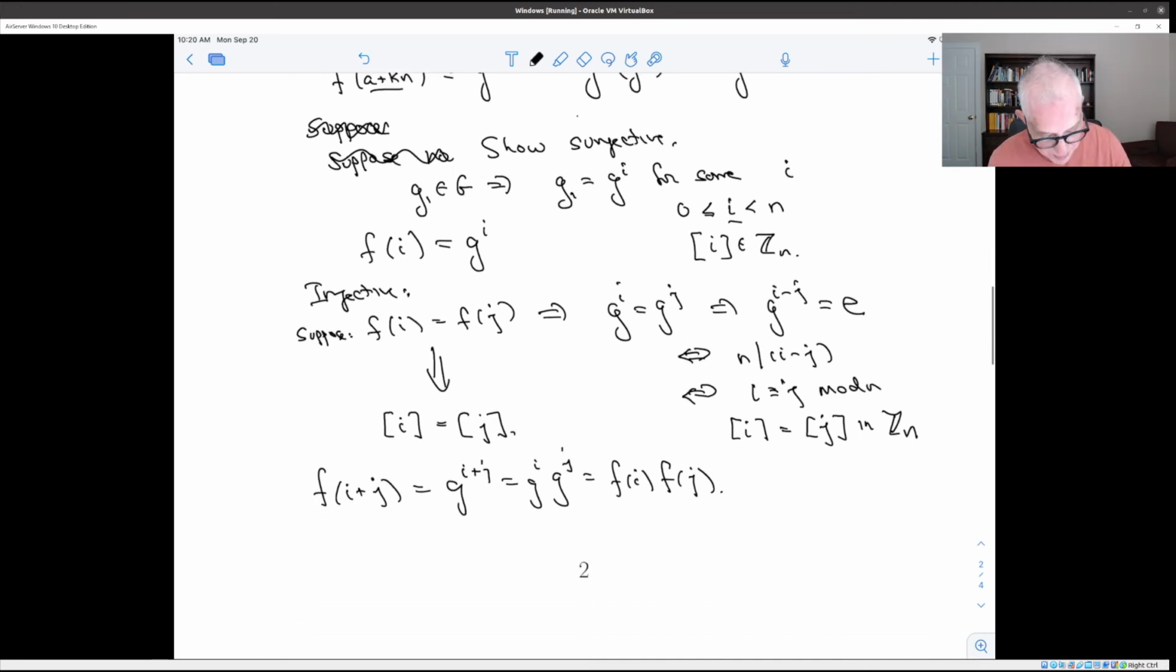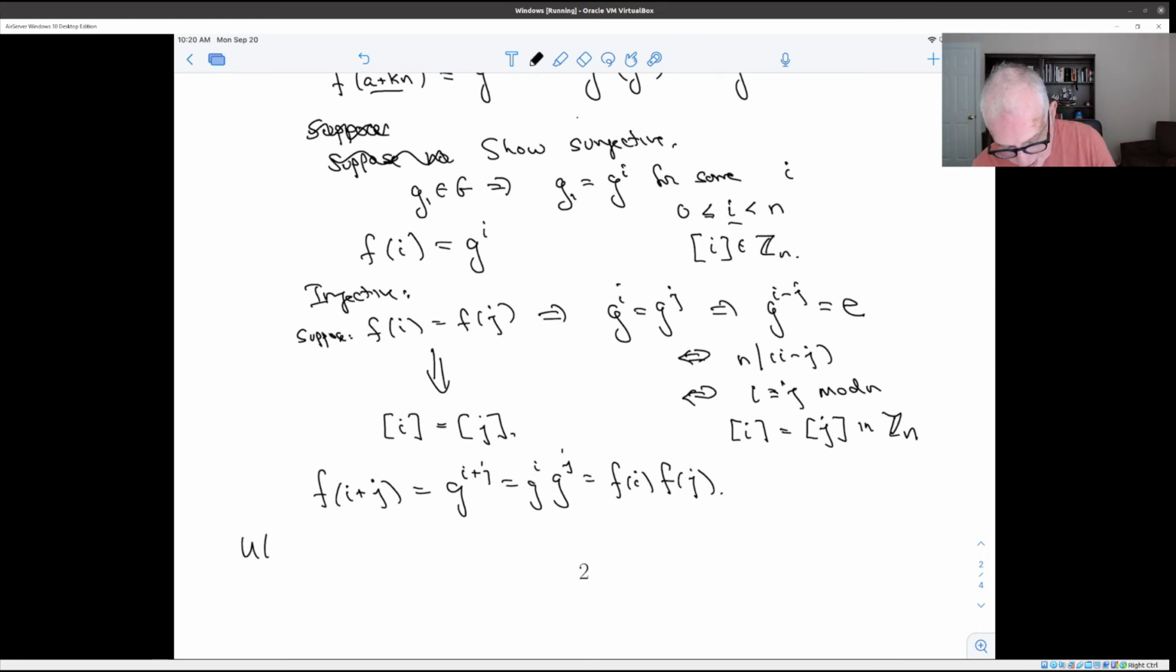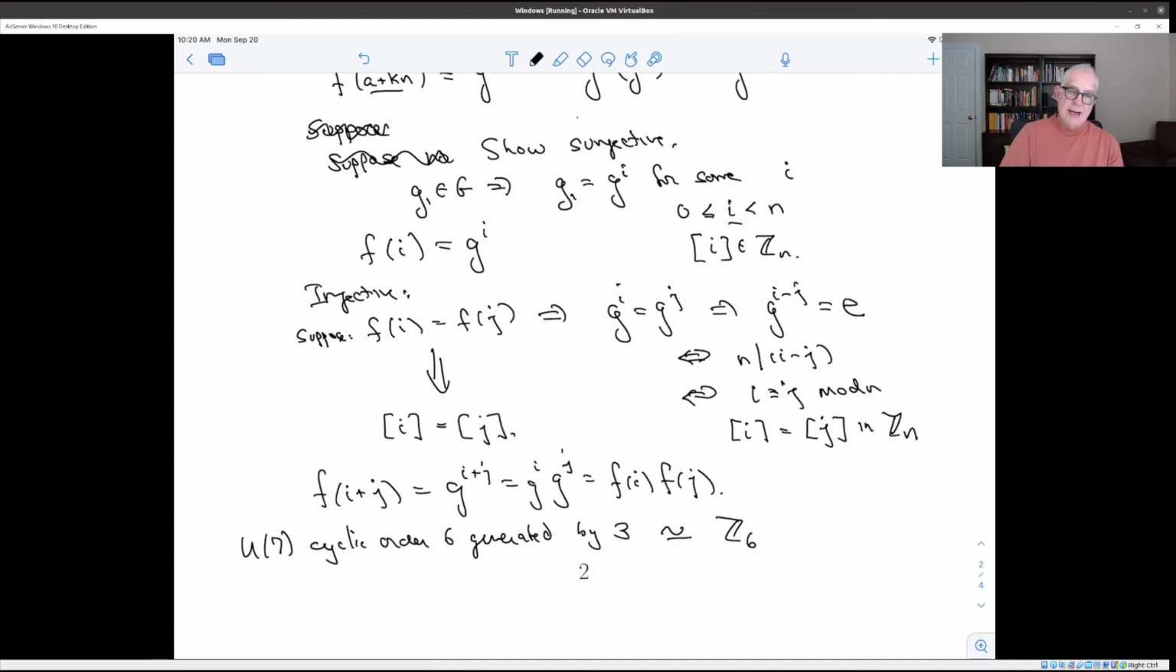And just to remind you, we worked this out for U of 7. We saw that U of 7 is cyclic of order 6, generated by 3, and that it was isomorphic to Z mod 6. But in fact, any cyclic group of order 6 is isomorphic to Z mod 6.